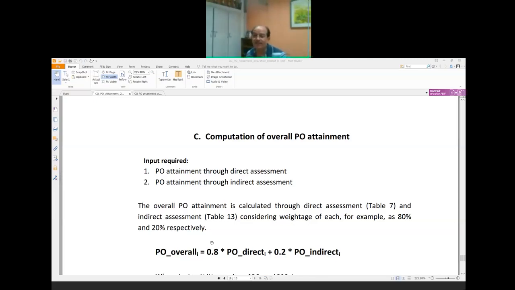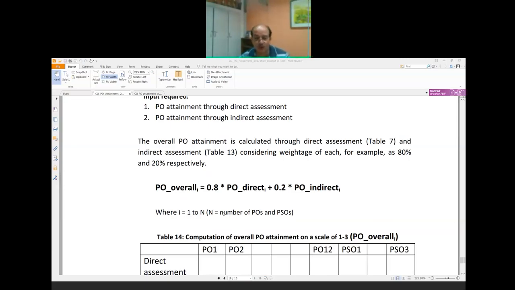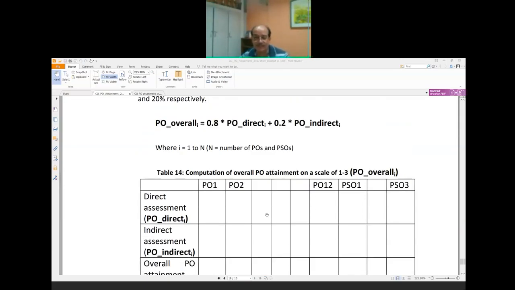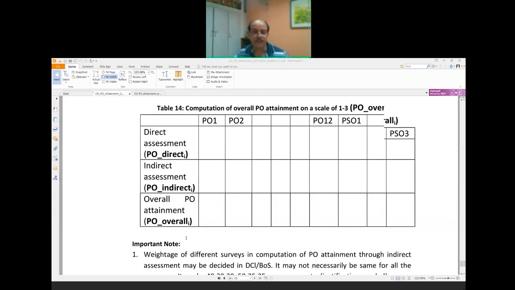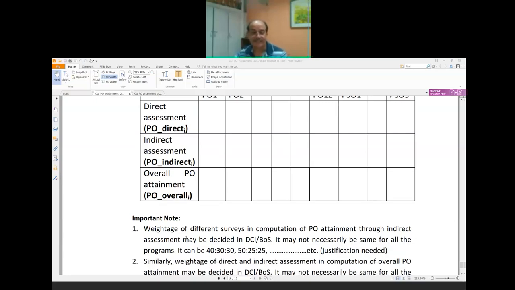Now, I define what sort of weightage I could give to each one of them. Maybe I can think about 80% of the weightage for the direct component and 20% for the indirect component. I calculate PO overall as this value, and it varies from i equal to 1 to n. I get this value: PO 1 direct assessment, indirect assessment, and this is the overall. This will cover your overall evaluation corresponding to one program for 1 year, right?